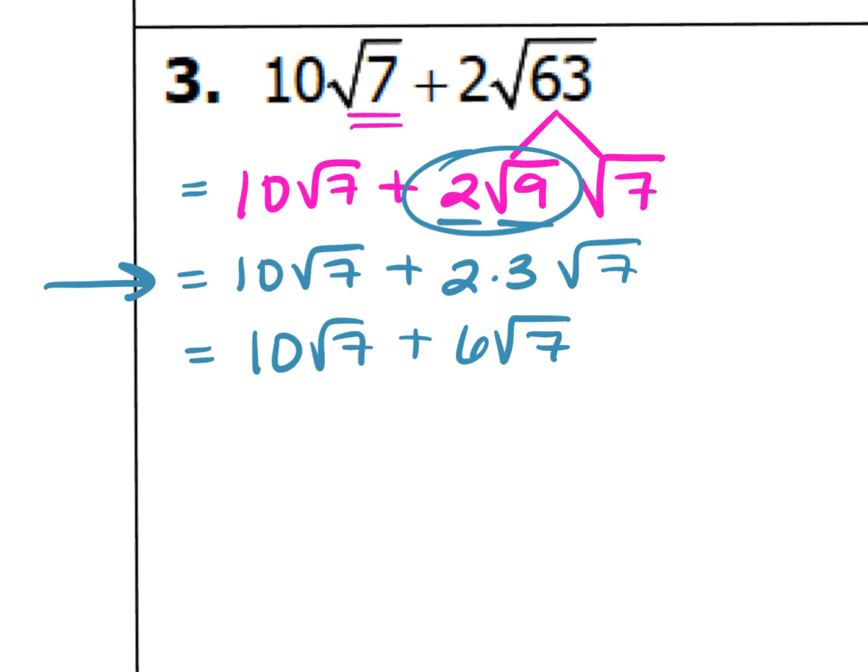What does this become? 16 rad 7, not rad 14. Don't add the radicals together. Add the coefficients together.